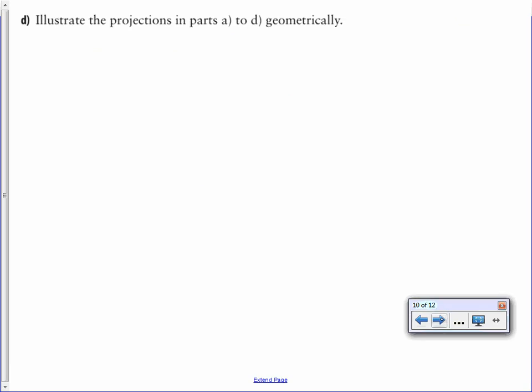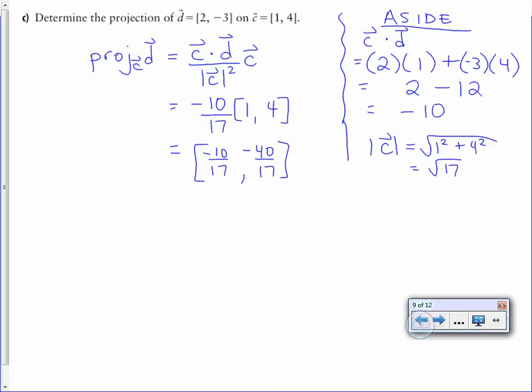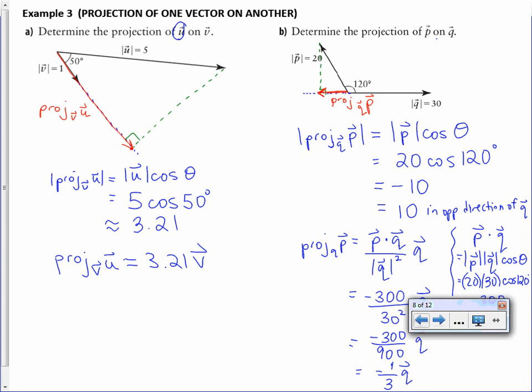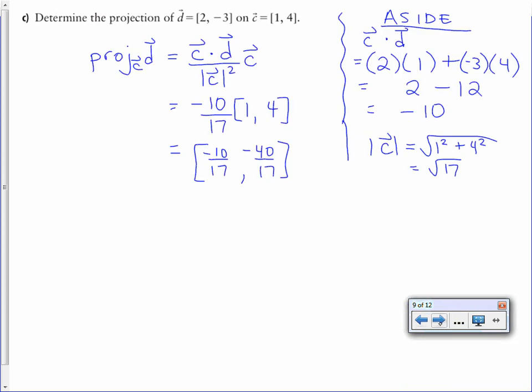Okay? So for D, it says illustrate the projections in parts A to C geometrically. Let's not do that part. I think we got the hang of it, unless you really want to see it. We kind of already did A and B. You guys get that the red vectors in both A and B are the projections. Okay. If I wanted to do one, maybe I'll do this one.